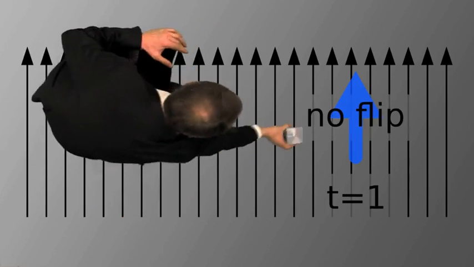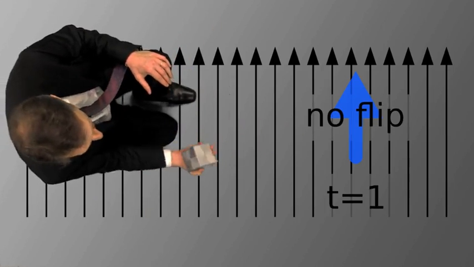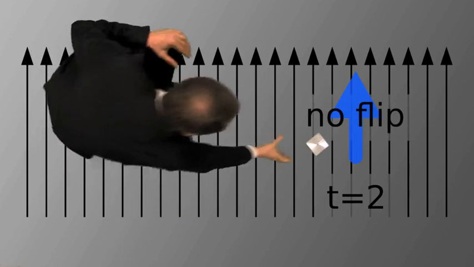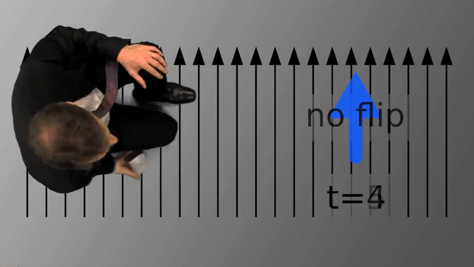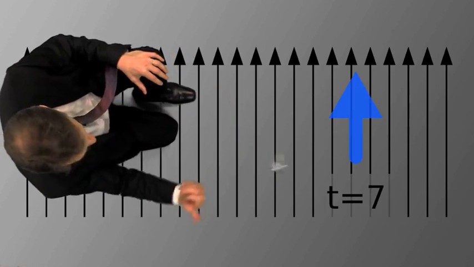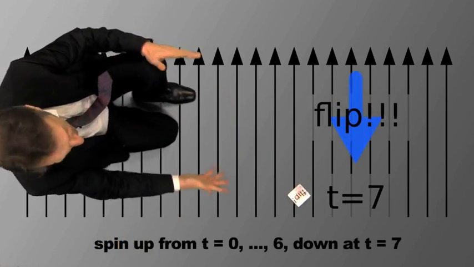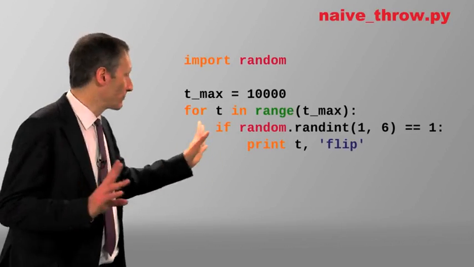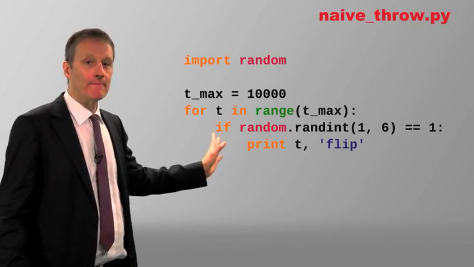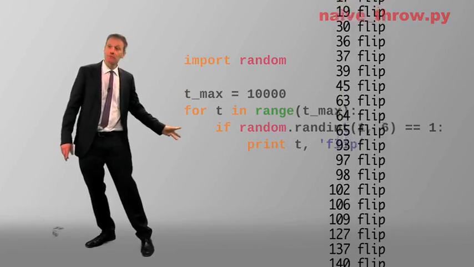First trial, no result. The spin does not flip. Second trial, third time, we are getting quite tired. No result. Fifth attempt. Sixth, no. Seventh. So now we have to flip the spin. In Python, this gives the following program, naivethrow.py. And here is the output of this program.